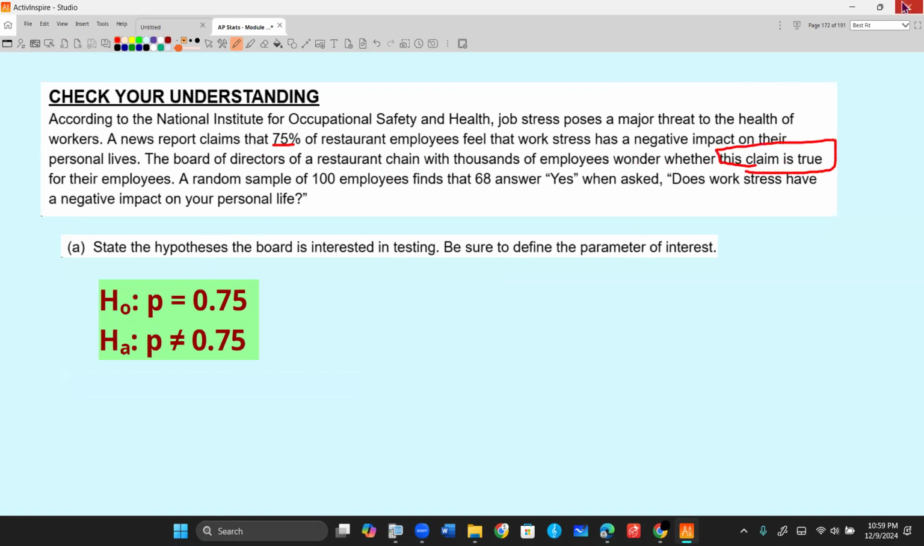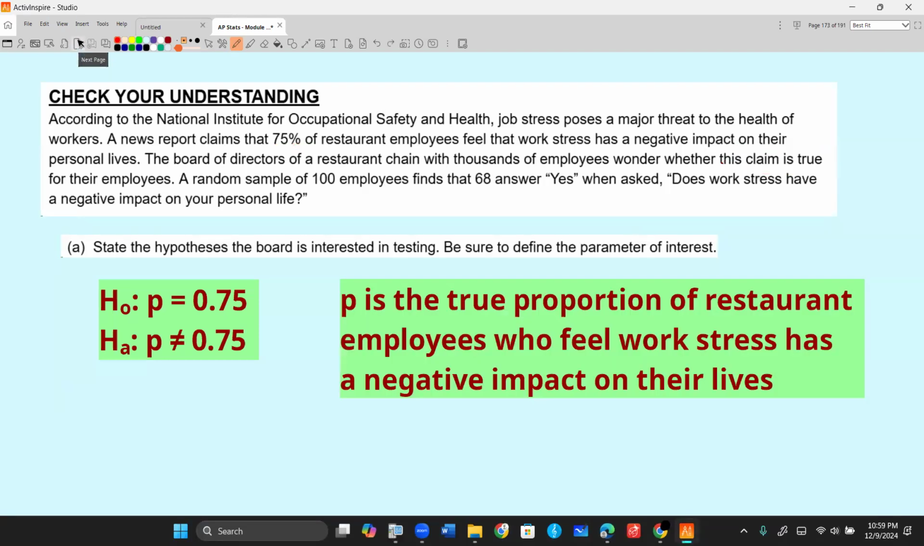That's a not equal to. It's not a less than, it's not a greater than. It's simply a not equal to. So P is not equal to 0.75. It says be sure to define the parameter. So P is the true proportion of restaurant employees who feel work stress has a negative impact on their lives.